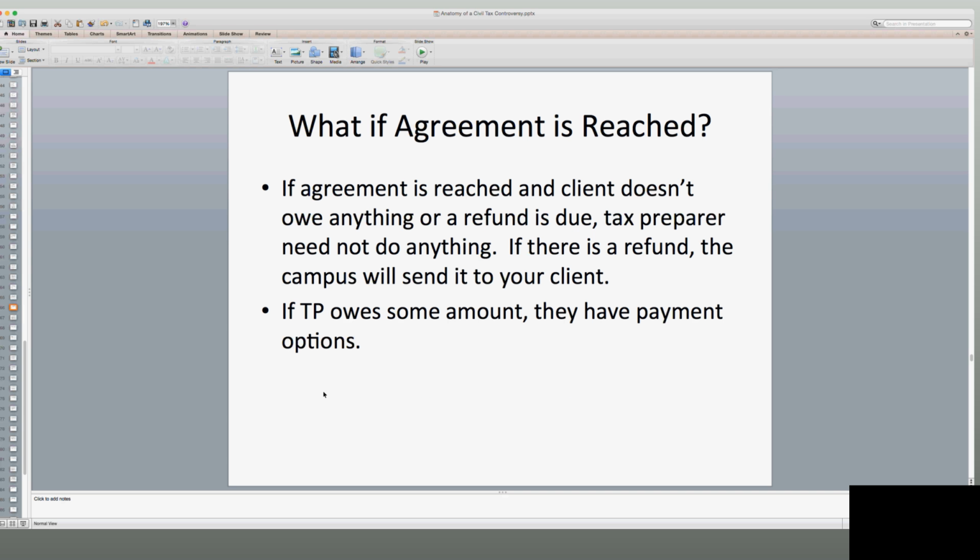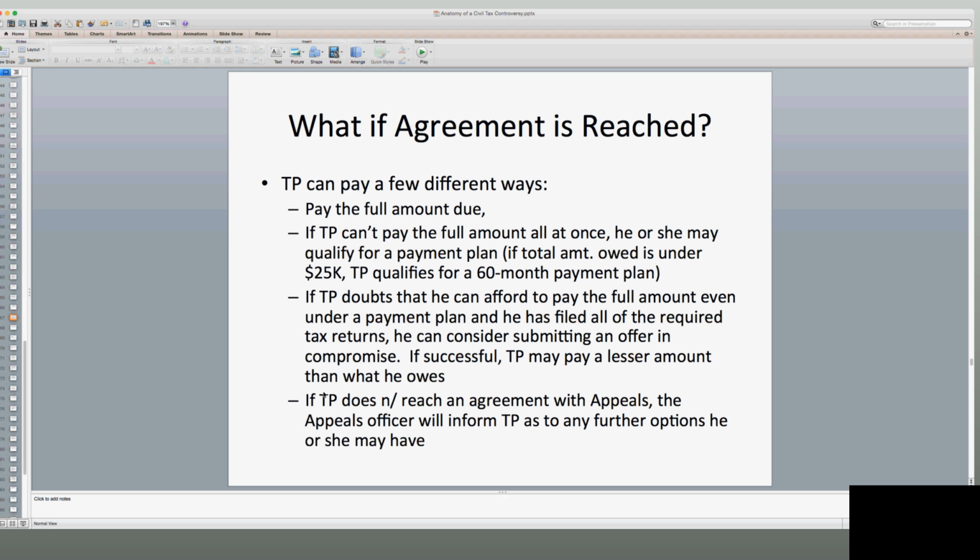If agreement is reached and the client doesn't owe anything or a refund is due, the tax preparer has nothing else to do. If there's a refund, the campus will send it to your client. If the taxpayer owes some amount, they have some payment options. The taxpayer can pay a few different ways. They can pay the full amount due outright.